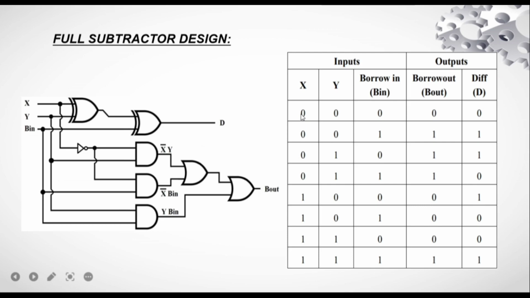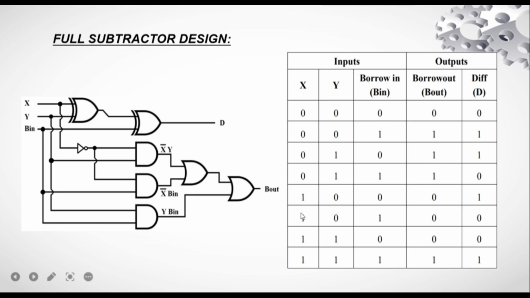output goes like, if all the inputs are 0, then the borrow out and difference will be 0. If the borrow in is 1, then if one of the inputs is 1, then both the borrow out and difference will be 1. And if both inputs are 1, then the borrow out would be 1 and the difference would be 0. And when all the inputs are 1, then the borrow out and difference both are 1.